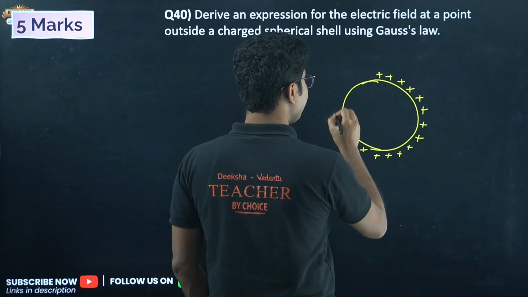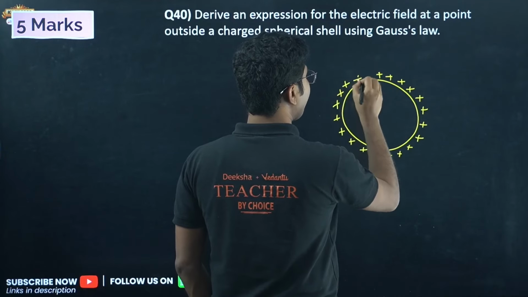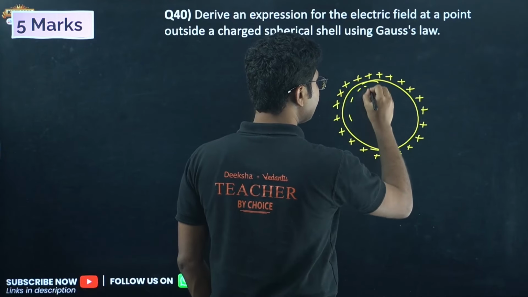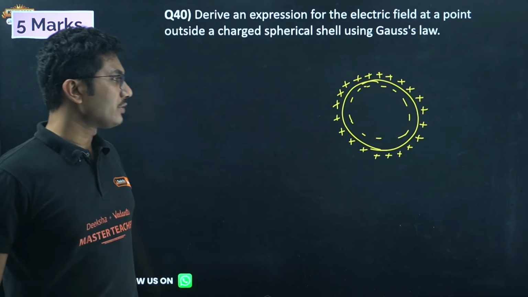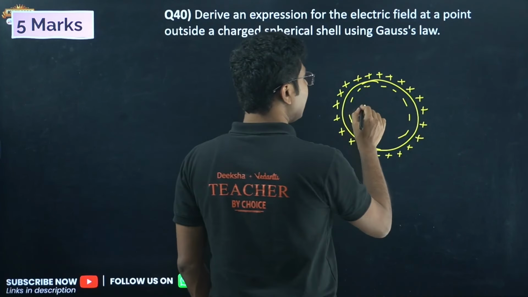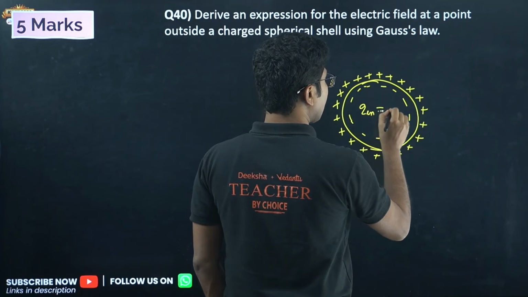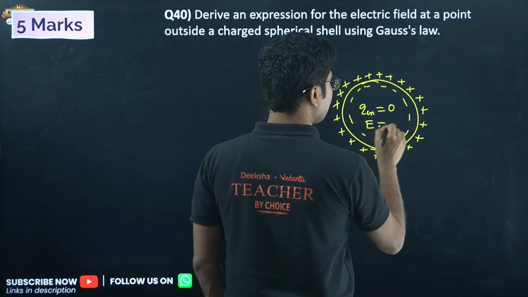Charges cannot stay inside because it's a shell. So if you apply Gauss's theorem inside the shell, the charge enclosed will be 0. So charge enclosed inside the shell is 0, so electric field is 0. That's why electric field is also 0 inside.